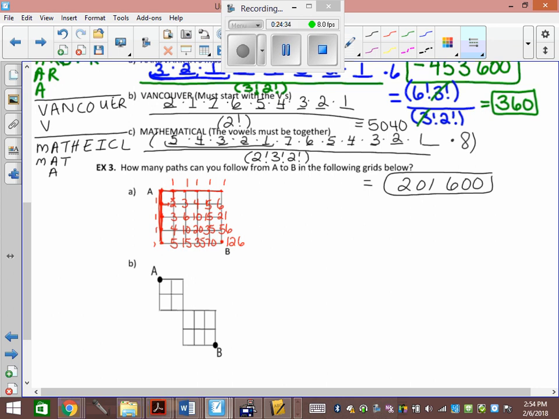But does this fit anywhere into perms and coms, the way I just did that? No, we're just doing it as pathways. Well, it does fit into perms and coms if I treat these as letters. So I have a down, another down, another down, another down, and I have a right, a right, a right, a right, a right.